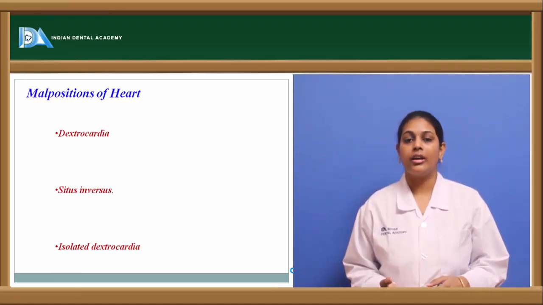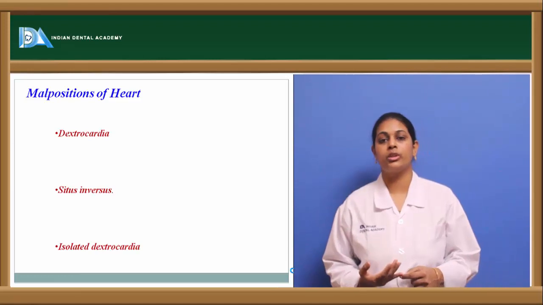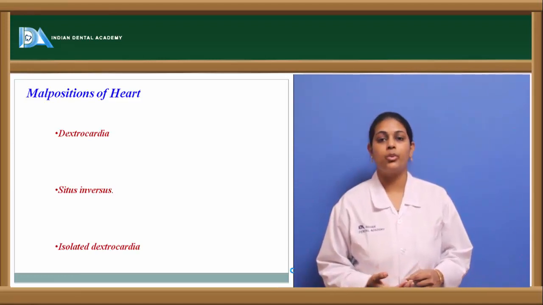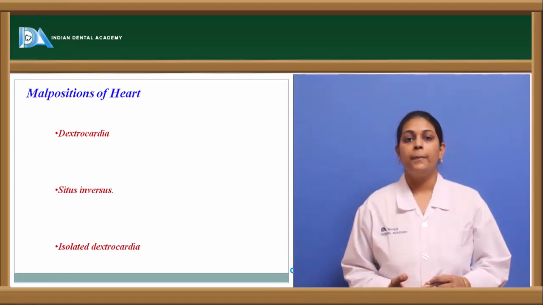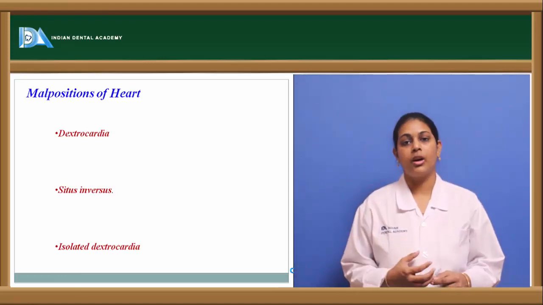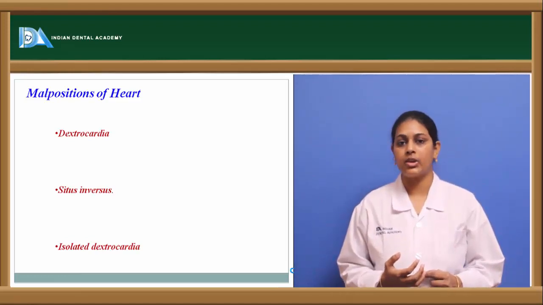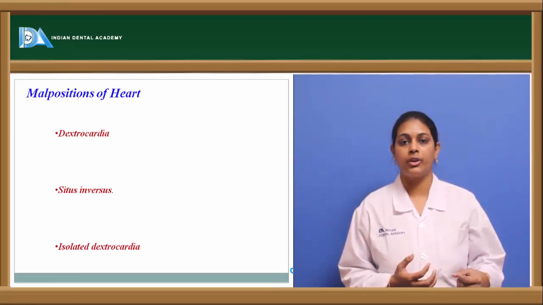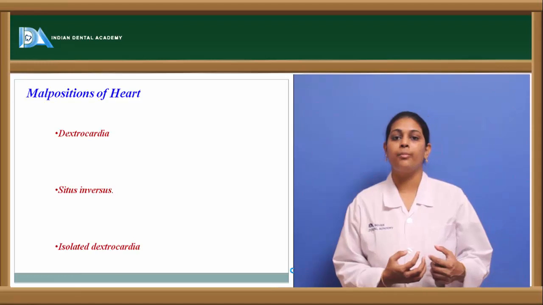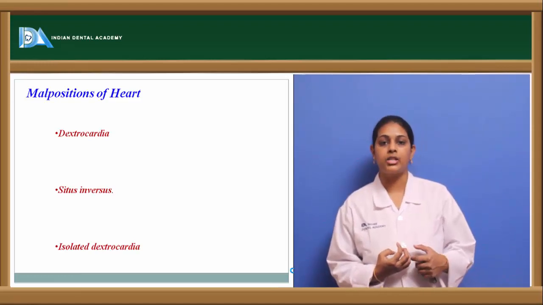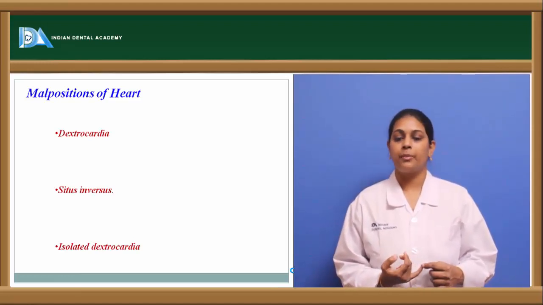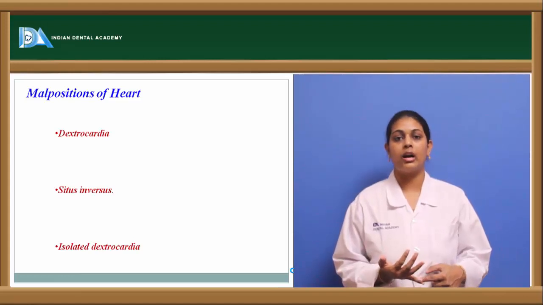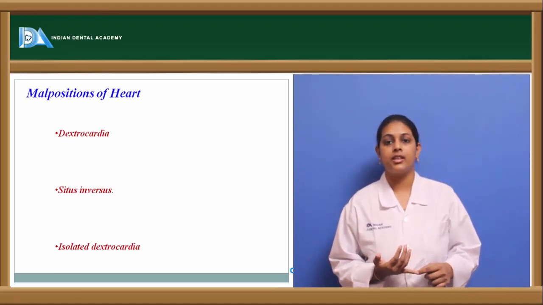This dextrocardia can occur associated with situs inversus. Situs inversus is a condition in which, based on the positioning of the heart in dextrocardia, there is also positioning of the other organs according to the position of the heart, that is, a pointing of the heart apex towards the right side of the chest. So this appears to be normal when dextrocardia occurs in association with situs inversus.